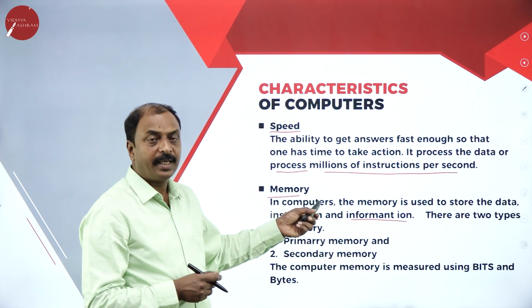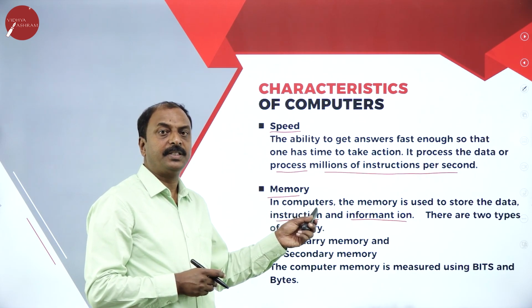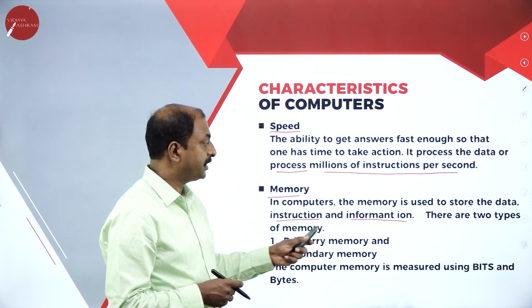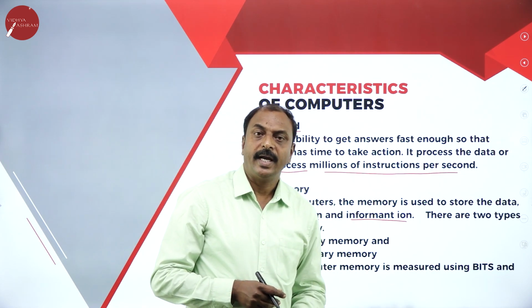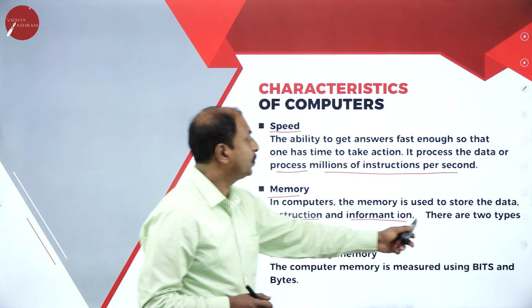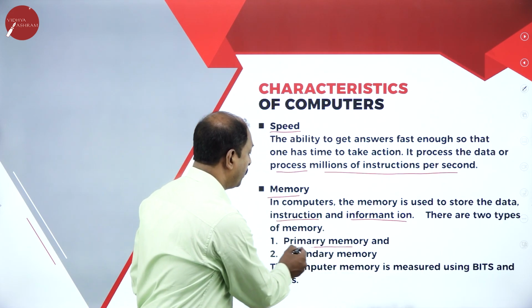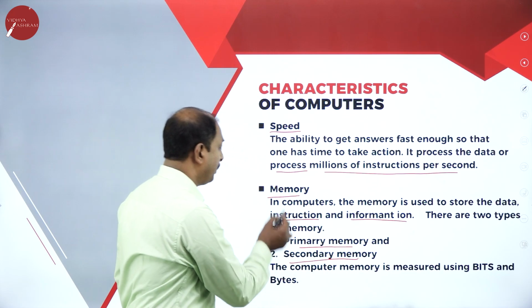So memory in a computer is used to store data, instructions and information. And in the computer, there are two types of memory: one is primary memory and the other is secondary memory.